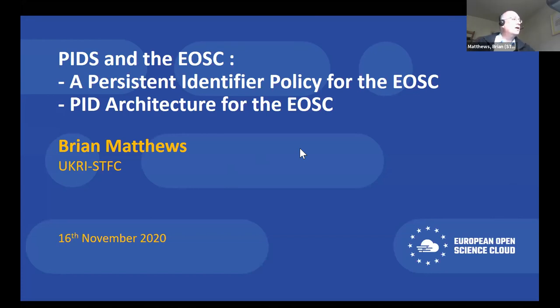Okay, so I'm going to give a talk on two halves. So firstly, the persistent identifier policy for the European Open Science Cloud work that's been going on over the last year, and then work that's happened in parallel, but slightly more recently on the PID architecture for the EOSC. And all this is happening within the context of the working groups of the EOSC Executive Board, particularly the Architecture Working Group and the FAIR Working Group.